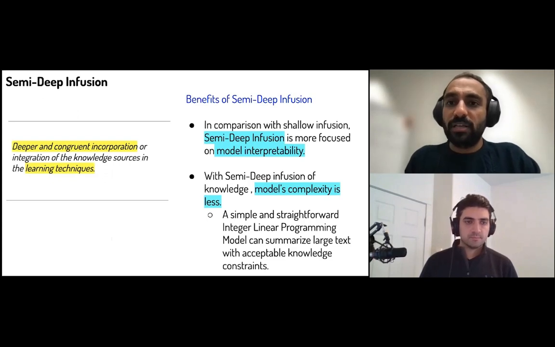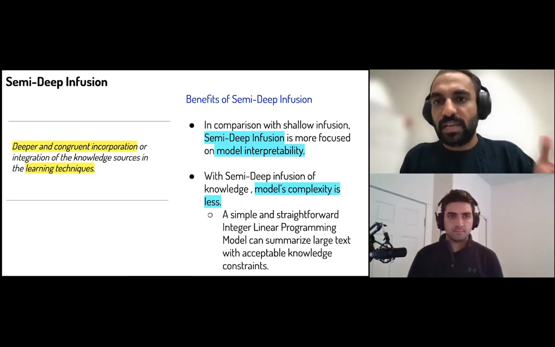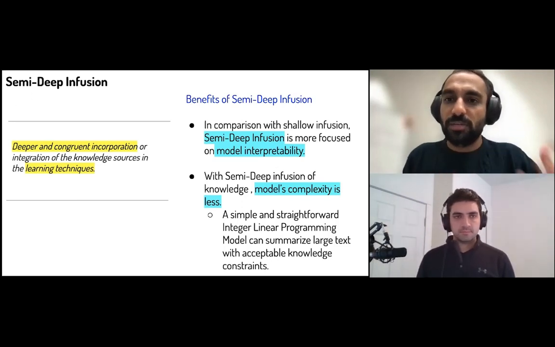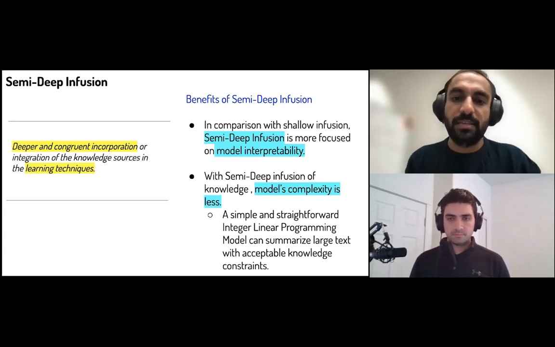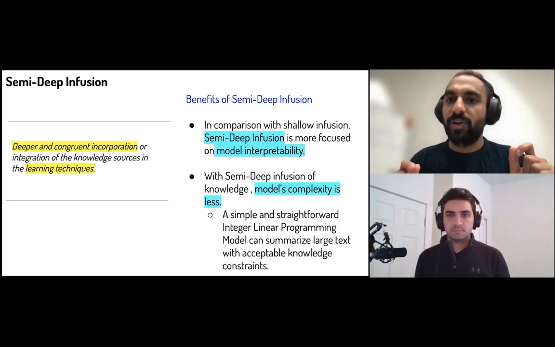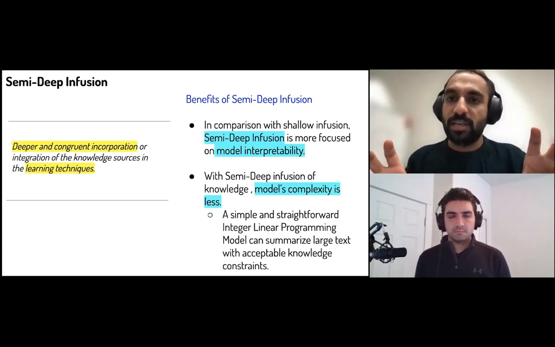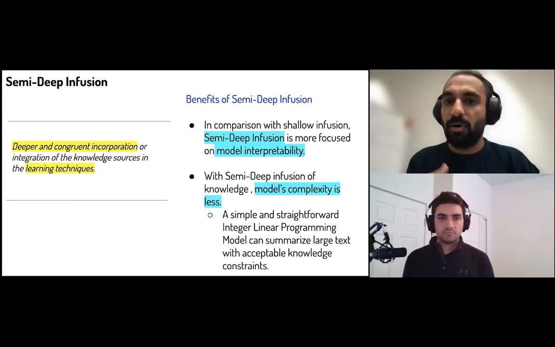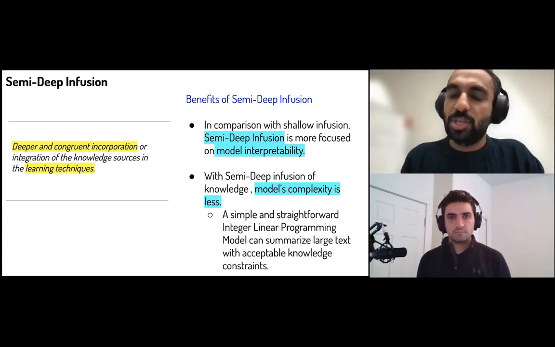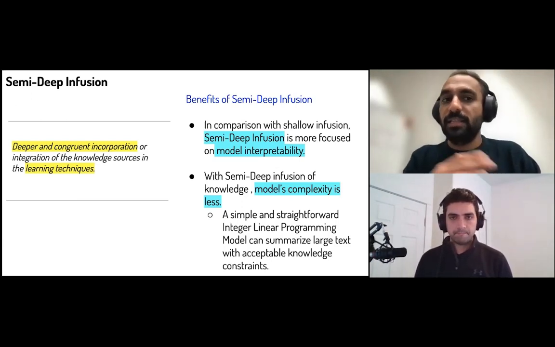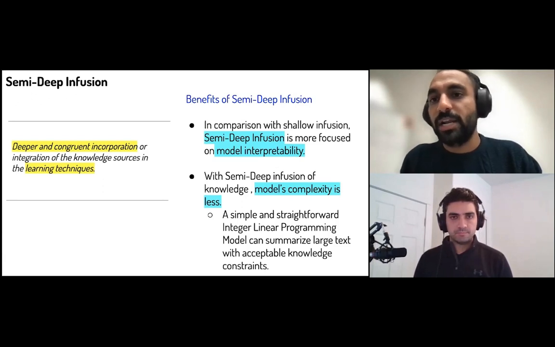Another form of knowledge infusion is the semi-deep, which is an extension of shallow infusion, and which talks about a deeper and congruent incorporation. When I say deeper, I mean now I'm not working on the data, but rather on a matrix on which the model is basing its decision. So over here, I'm talking more about model interpretability. The previous task of shallow infusion was focusing on explainability. The semi-deep infusion is about model interpretability.